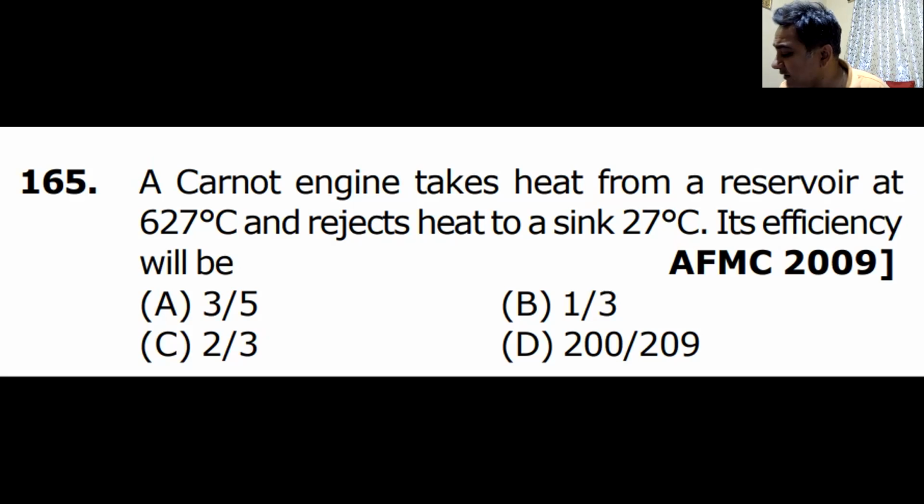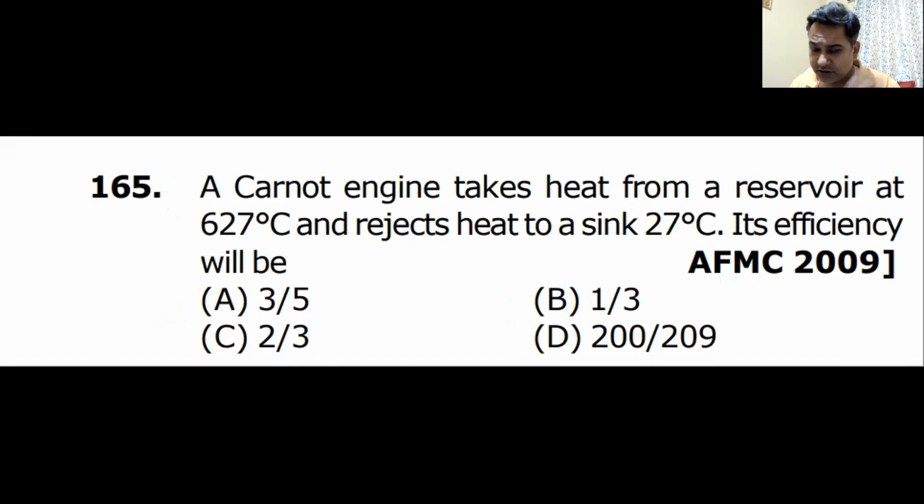Yes, my dear friends, any answers? A, B, C, D. Well, the answer is pretty simple. This is a Carnot engine, and you have to find the efficiency. The formula is 1 minus T2 by T1 multiplied by 100%. They have not multiplied by 100%, doesn't matter. 1 minus T2 by T1. T2 is the temperature of the sink, T1 is the temperature of the source.